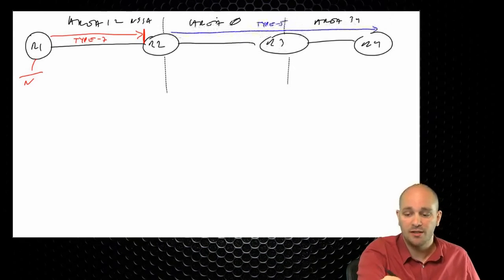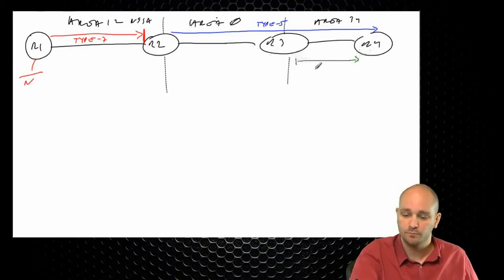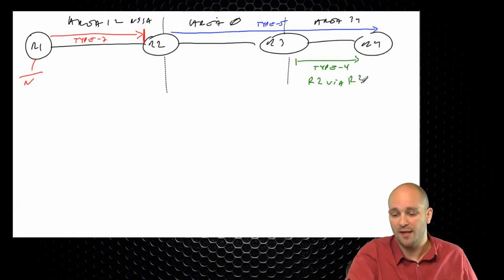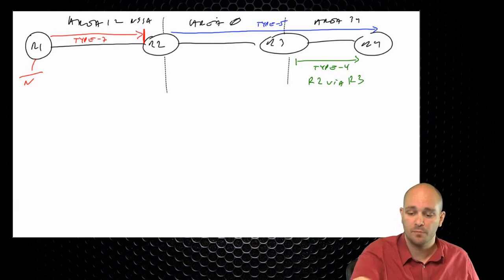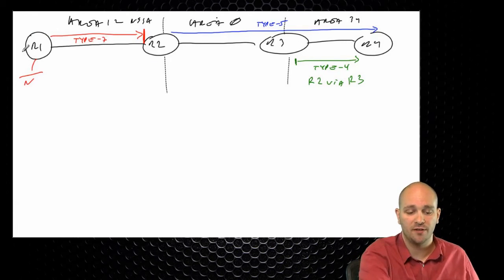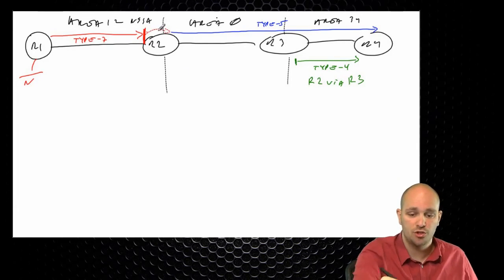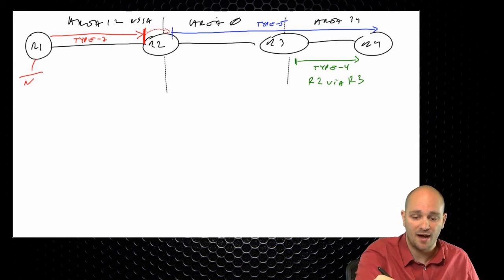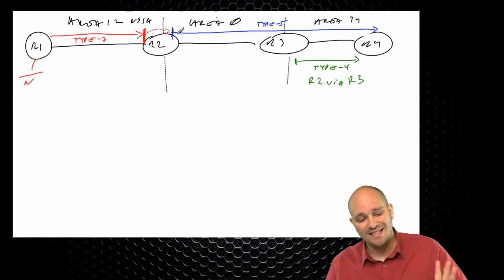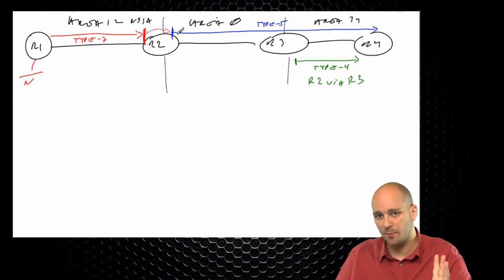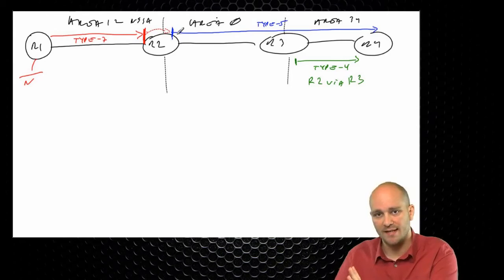In area 0, there will be no type 4, but in area 34, there will be type 4 for this, and it's going to be that R2 is reachable via R3. Because at this point here, R1 does not exist. Information about R1 was lost at this point when information from this LSA was actually used to generate this new type 5 LSA here. So this is how NSSA information is propagated outside of the NSSA area.